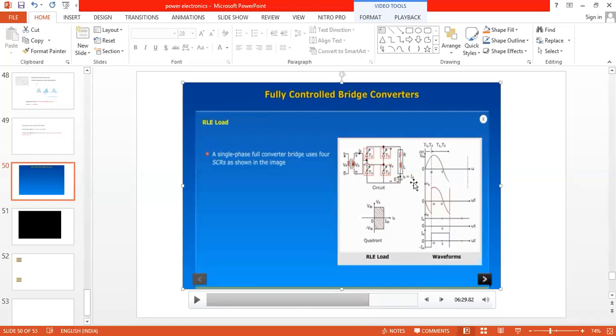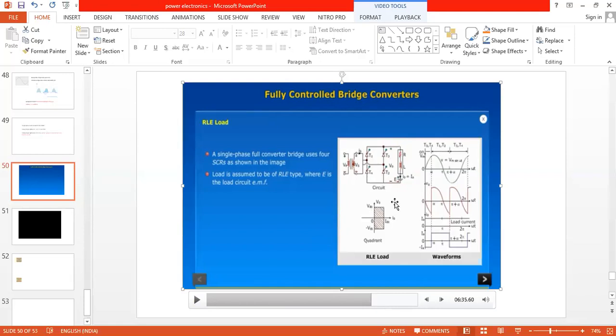So what's going to happen in RLE load? First stage, we say firing angle is less than 90. When firing angle is less than 90, the back EMF value is very much less. The back EMF value is less than the input voltage. Therefore, power transfers from input to the load. You can see here same explanation: T1, T2 on, and then T3 and T4 are on. So during case 1, when the firing angle is less than 90, energy is transferred from source to load. Back EMF effect is very much less. So you can see this particular graph. Now the converter is acting as the rectifier.